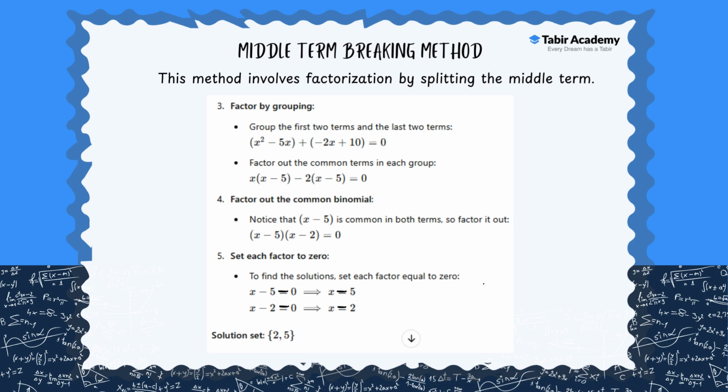So then we can factor out the common binomials and put them equals to 0 separately, and this will give us two solutions for this equation, and the solution set is 2 comma 5.